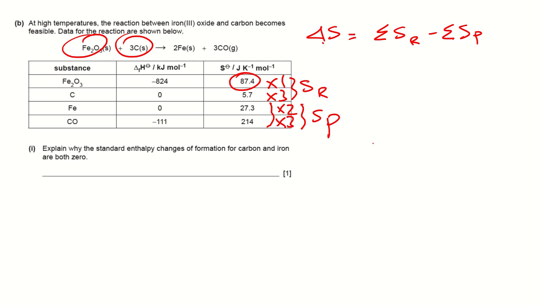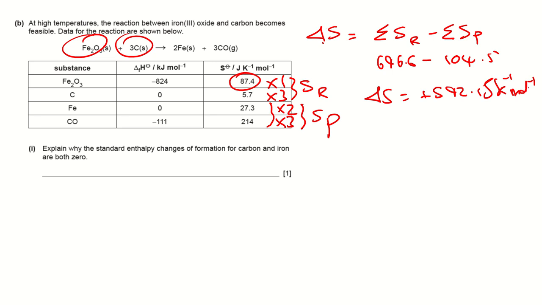So if I do all of that, I will end up with my reactants coming out at 696.6 minus 104.5. So my delta S comes out as a positive value, 592.1. And remember, those units are joules per Kelvin per mole.